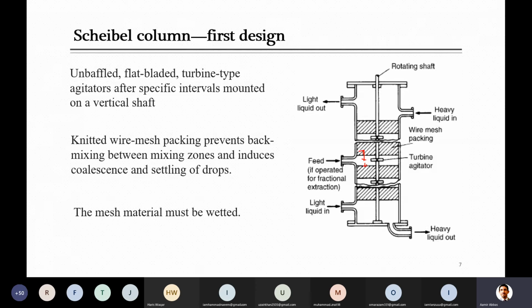One of the requirements, when there is packing, is that it should be wetted. One of the liquids which you are bringing here, either feed or the solvent, should be continuously flowing through this, and the other is usually dispersed in the form of droplets, so that we can make better contact.